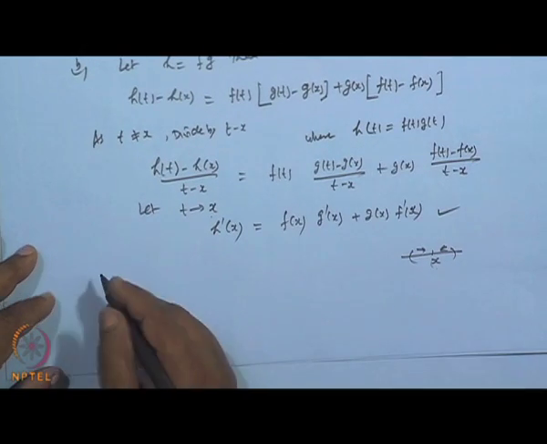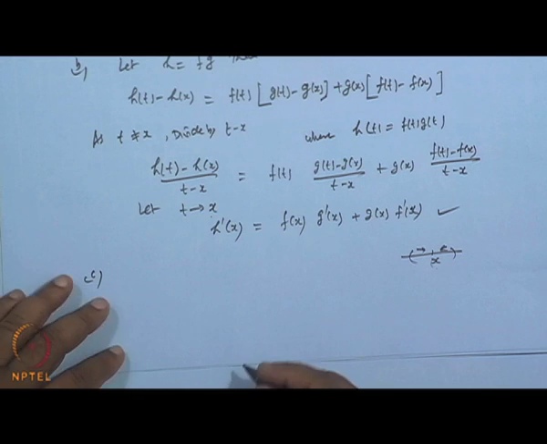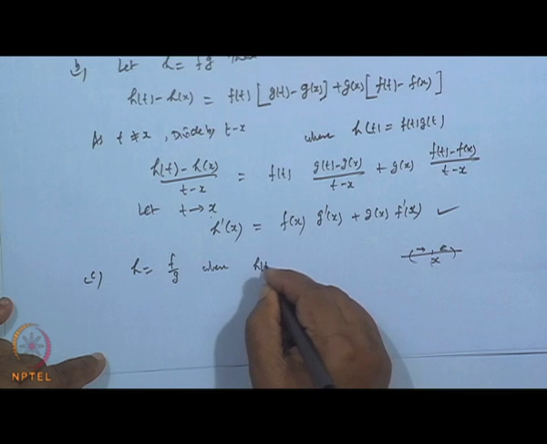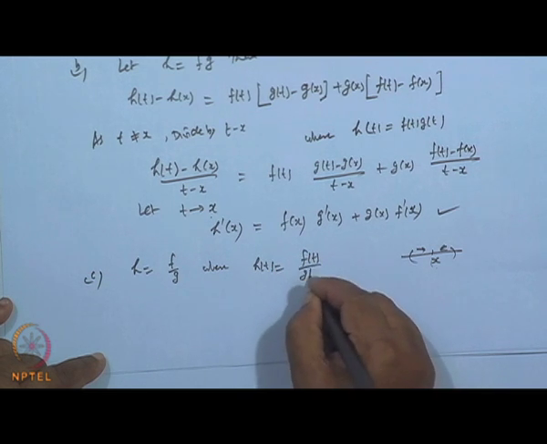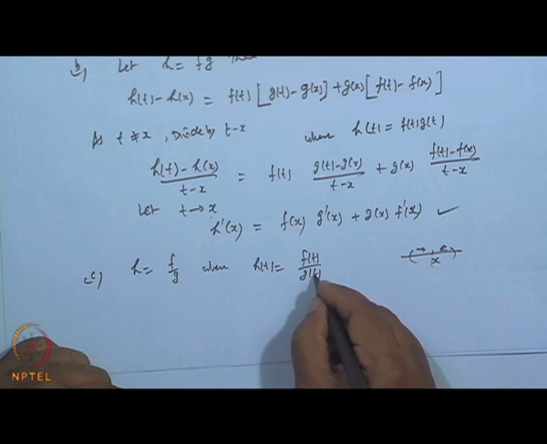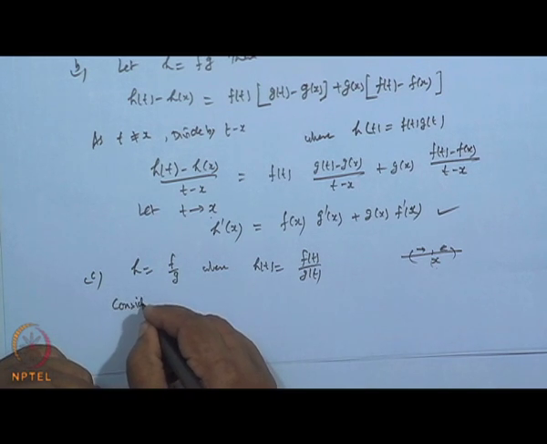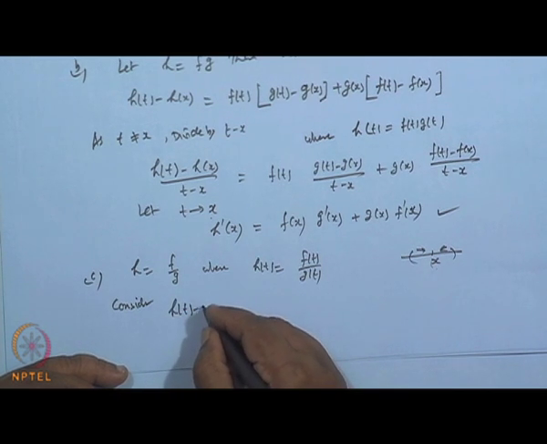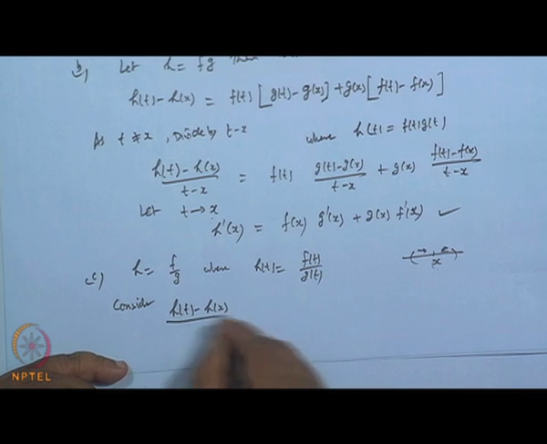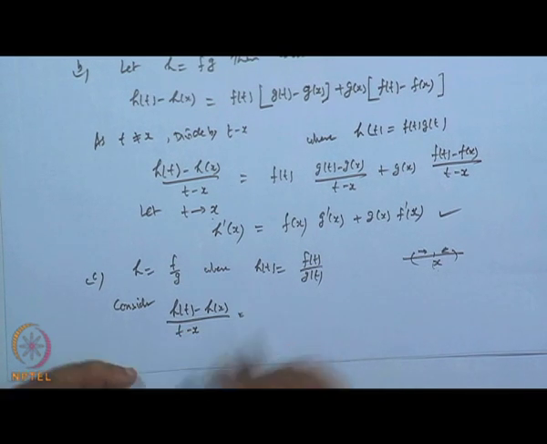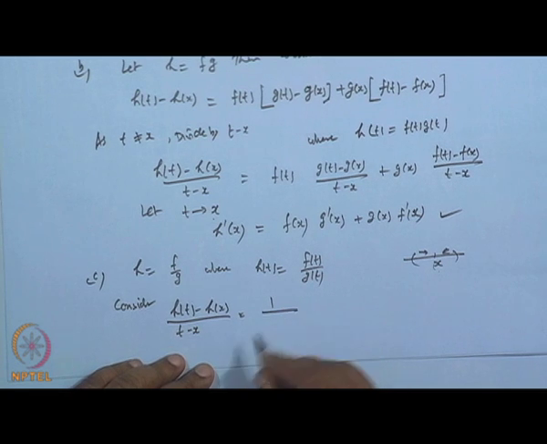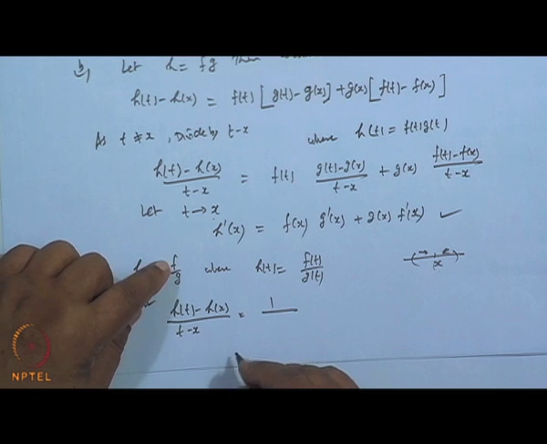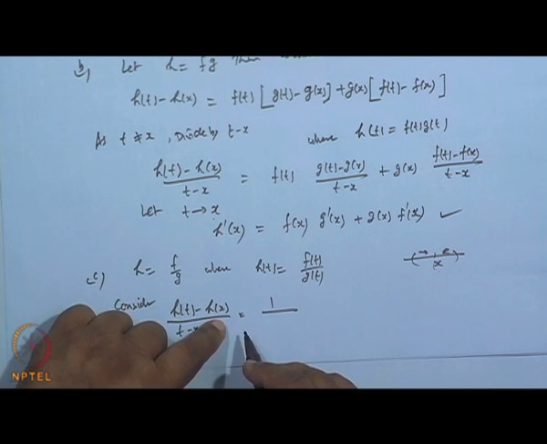C portion. To prove the C, let us consider h to be f by g, where h(t) means f(t) by g(t). This is the meaning. Now, consider h(t) minus h(x) divided by t minus x, and manipulate the term. So, what you are getting is, h(t) means f(t) by g(t) minus f(x) by g(x).